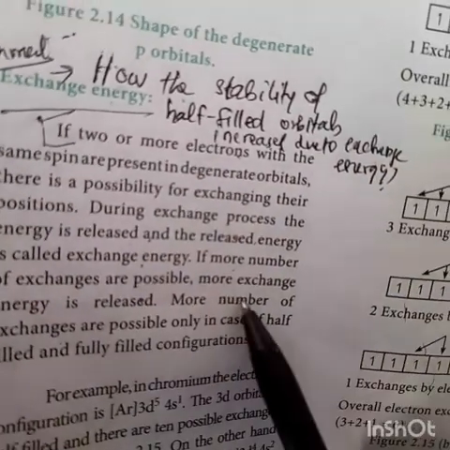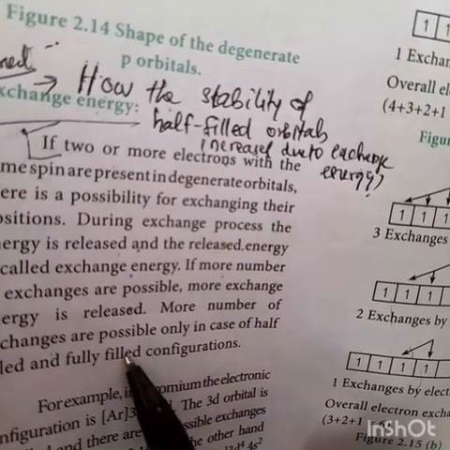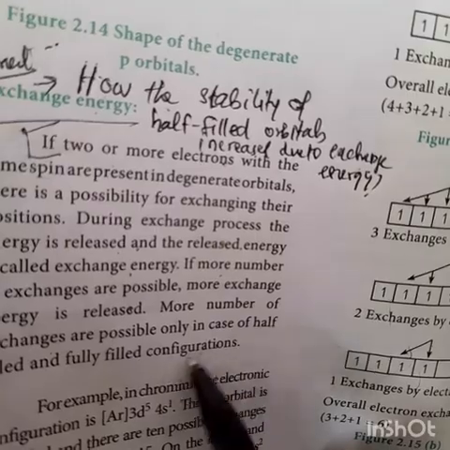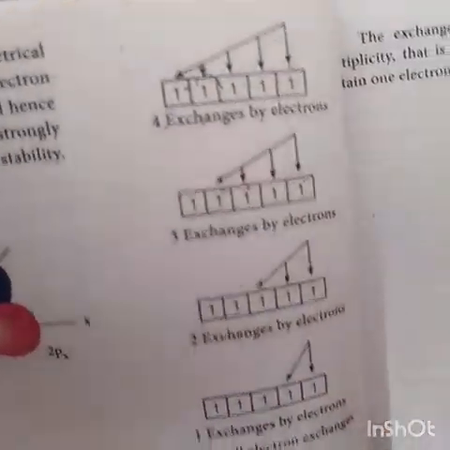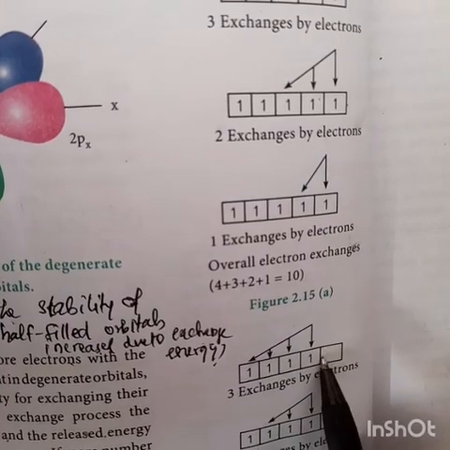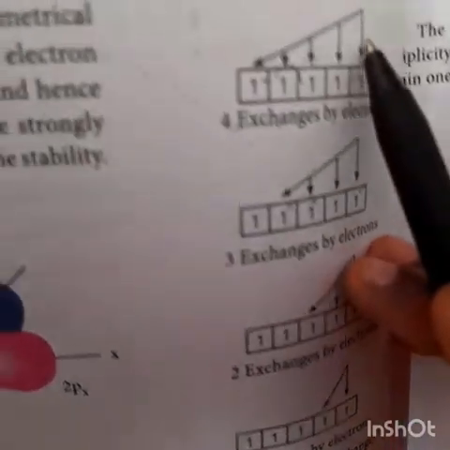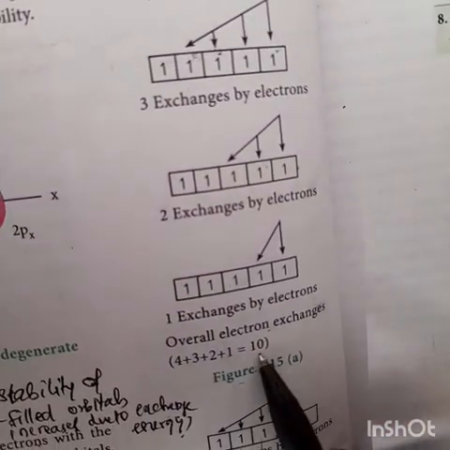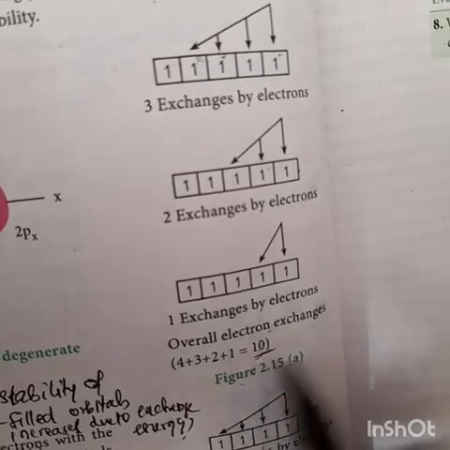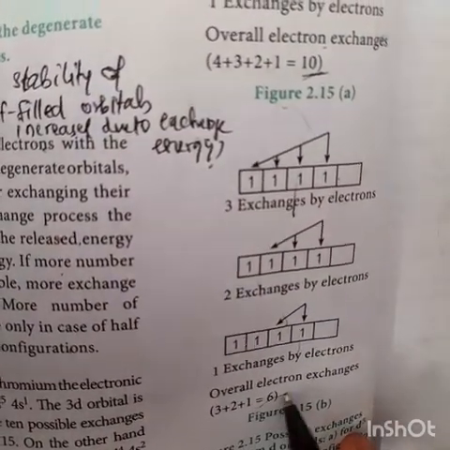Okay, more exchanges are possible only in the case of half-filled and fully filled configurations. Listen here. This is the half-filled configuration. This is the partially filled configuration. When compared to the partially filled configuration, the half-filled configuration has more exchanges. Okay, 10 exchanges, overall electron exchanges, 10 exchanges. But in the partially filled configuration, only 6 exchanges are there.